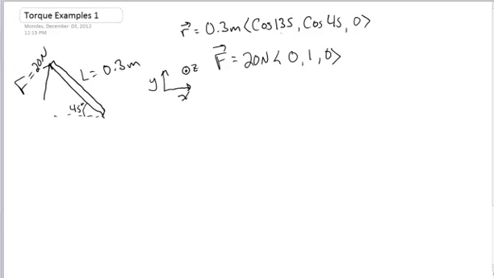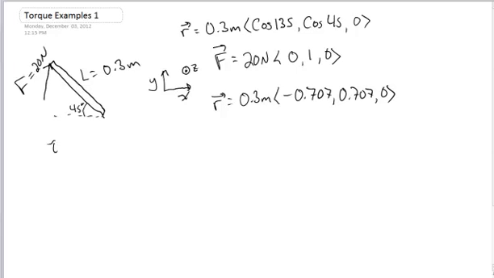Now, if I actually calculate these out, cosine 135 is going to give me a negative 0.707. Cos 45 gives me a positive 0.707. So my r vector comes out to be 0.3 meters times negative 0.707, 0.707, 0. And that kind of jives with what we have going on here, because the lever has a negative x component to its extent. In other words, it's pointing in the negative x direction, but in the positive y direction. And so this vector lines up with that.